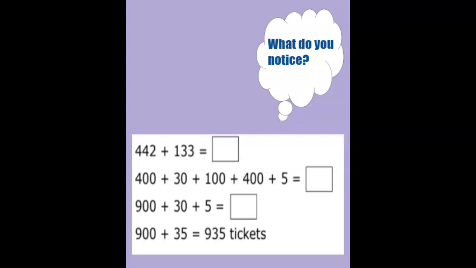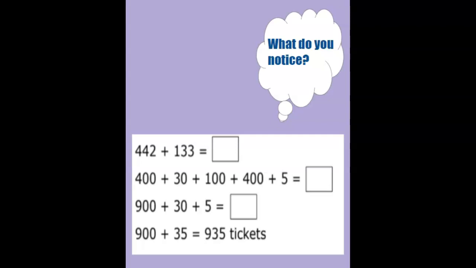Look at the box below. Look at the expressions, and then there's an equation at the bottom, 900 plus 35 equals 935. What do you notice about the expressions, or the sum, or any other numbers that you see? Pause the video and write down your thoughts about some of the notices you have. Then unpause the video and I'll share what I noticed and we can see if any of them are the same.